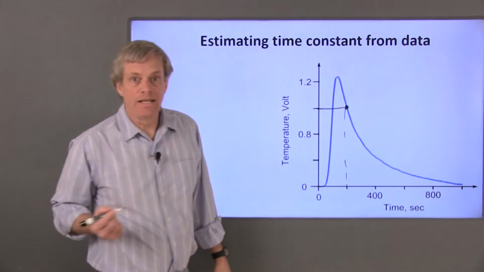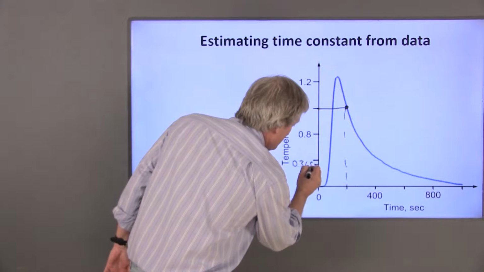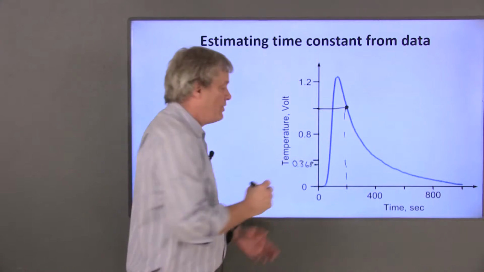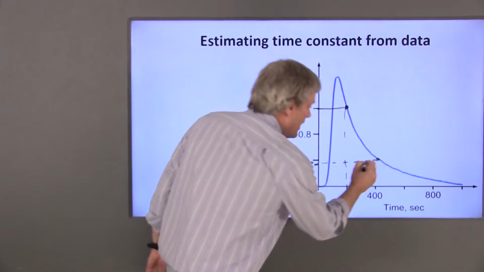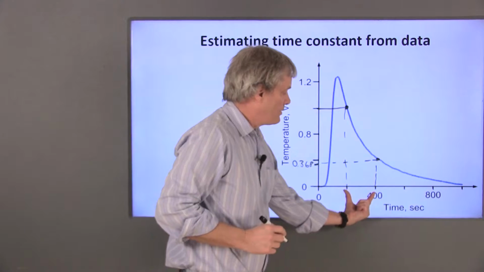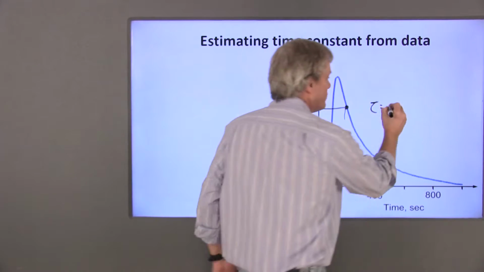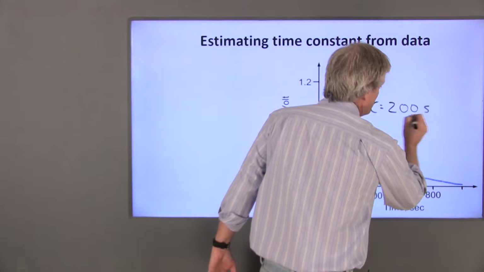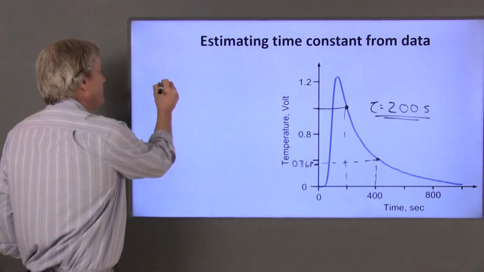One time constant later, the voltage will be at 0.368 volts, which corresponds to this point on the curve. The time at this point is about 400 seconds, so the time constant is the difference between those 2 points, or approximately 200 seconds. Now I can write the equation for the curve.